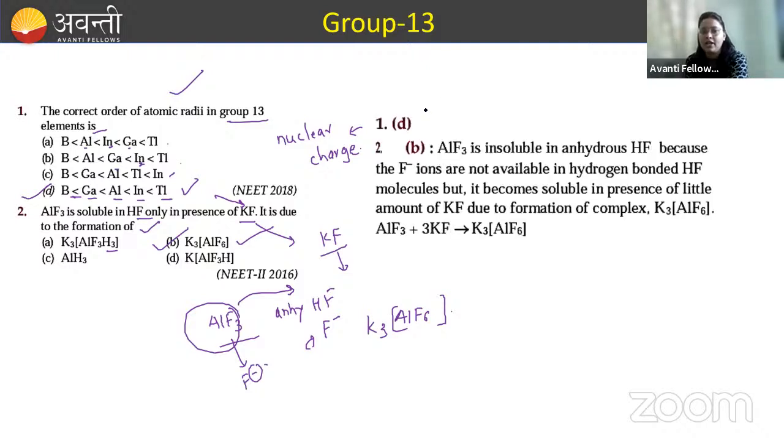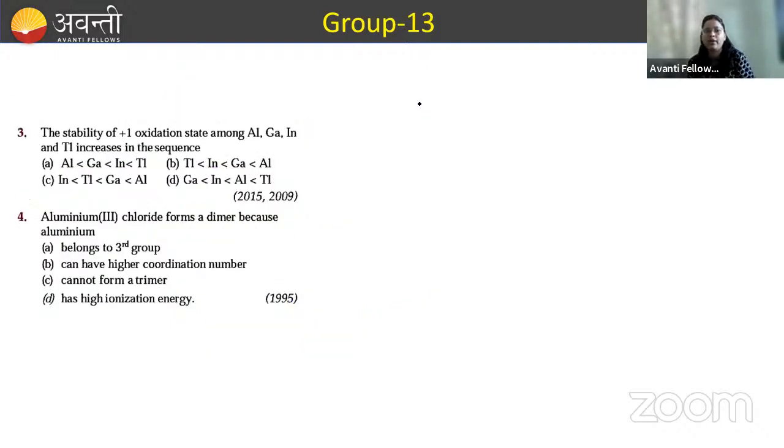Let's move on to the next problem. The stability of the +1 oxidation state among aluminum, gallium, indium, and thallium increases in the sequence. Sorry, not solubility, stability. So here we need to talk about the stability of the oxidation states.